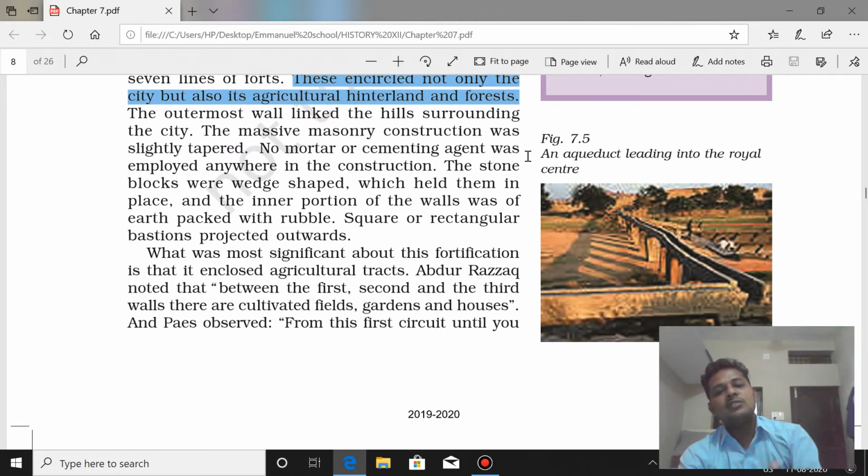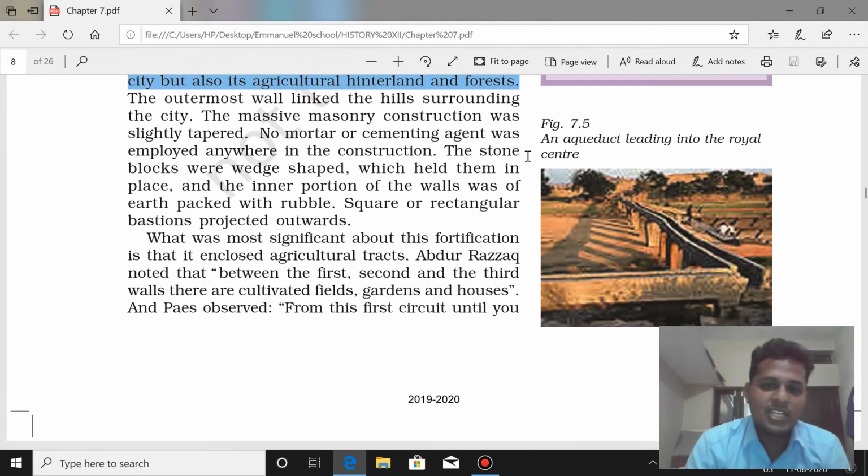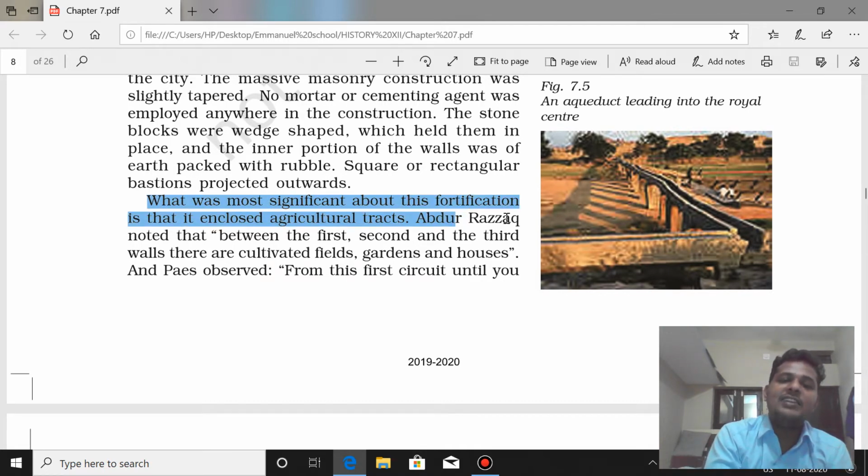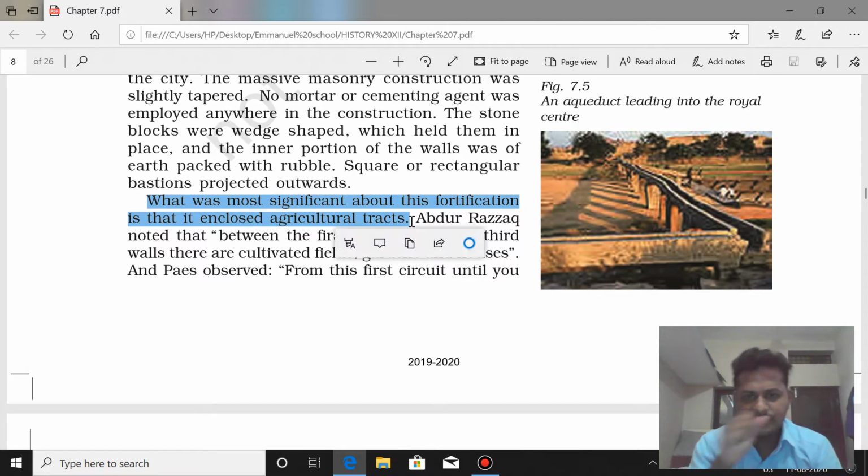बाकी स्टोन से बनाया है सब, आप लिखो नहीं लिखो चलेगा, कोई प्रॉब्लम नहीं, बट दैट इज वेरी इंपॉर्टेंट. And what was the most significant about this fortification is that it enclosed the agricultural tracts.